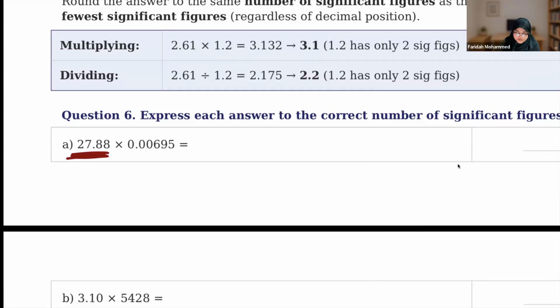Okay, so how many sig figs is this? Is it 4? It is 4, right? All non-zeros are significant, so 4. What about this? It has 3 significant figures because zeros do not count. 3, yes, it has 3 significant figures.